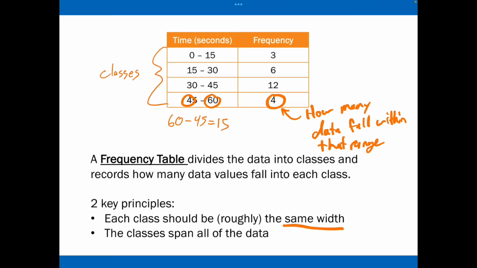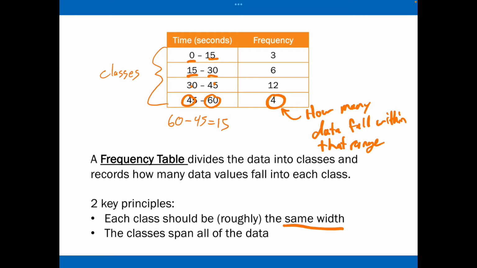60 minus 45 is 15. 45 minus 30 is also 15. 30 minus 15 is also 15, and 15 minus 0 is 15. So each class, in this case, is the exact same width. They should all be close to the same. It wouldn't make a lot of sense for one class to be a width of only 2 or 3 units and the other class to be widths of hundreds of units. It would distort the way your data looks.